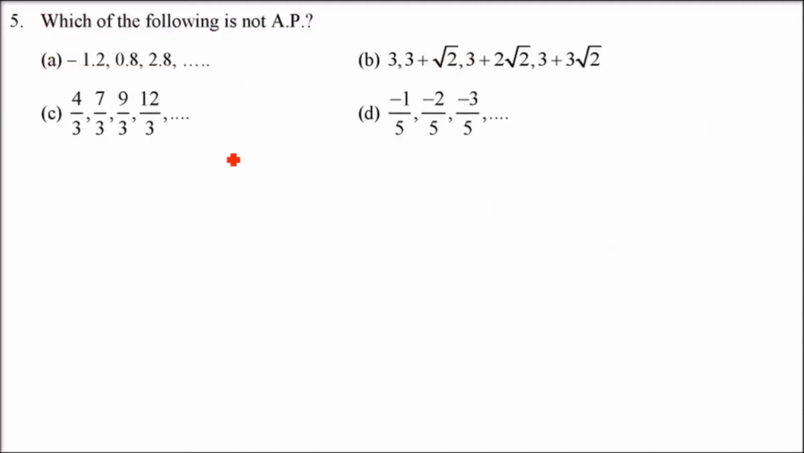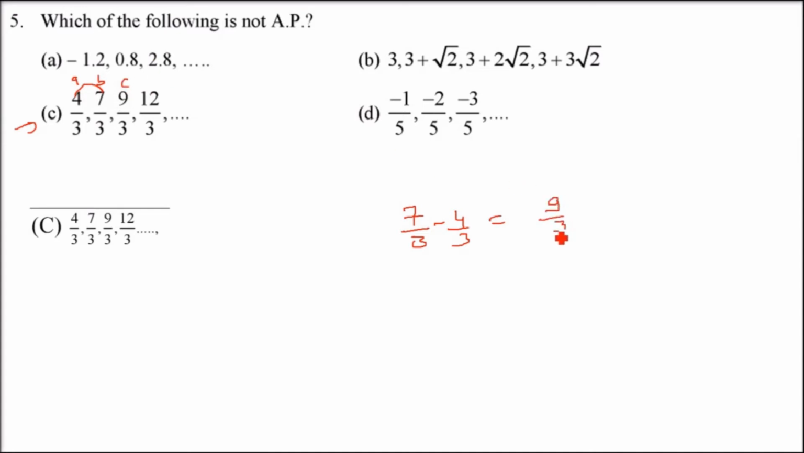Which of the following is not an AP? Now, first is the observation. Without doing it, you can just observe and find it out. Just have an idea because you have done a question like this in your theory. I can see that in C, the denominator is the same, 7 minus 4, I can see it's 3, and 9 minus 7, it's 2. So I can see that it is not an AP. Let us see it by doing. 7 minus 4 is 3, 3 by 3, and this is 2 by 3, 3 cancels, 2 and 3 are not equal. So this is not an AP. But others are all AP.